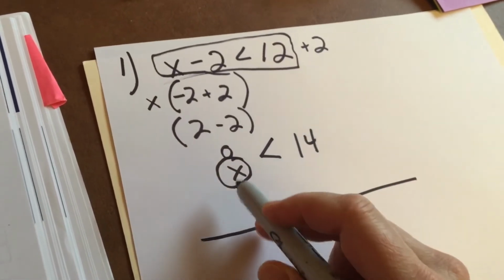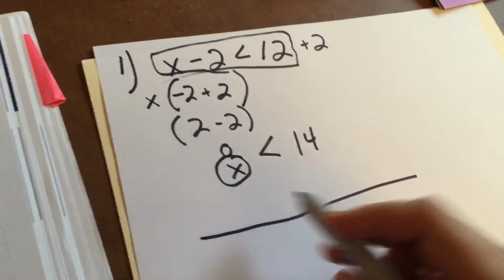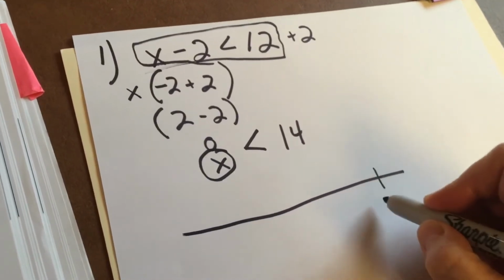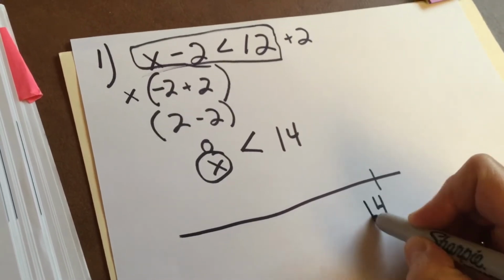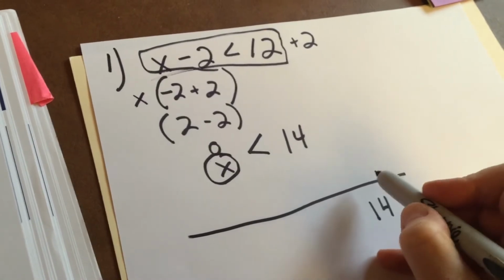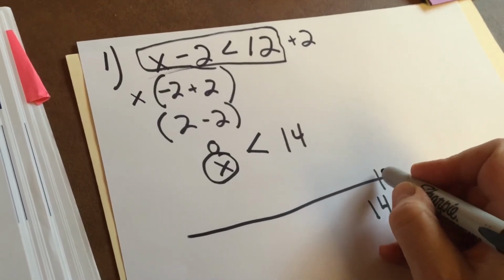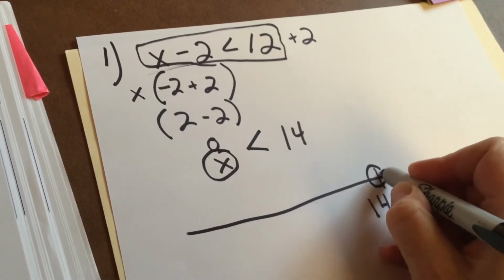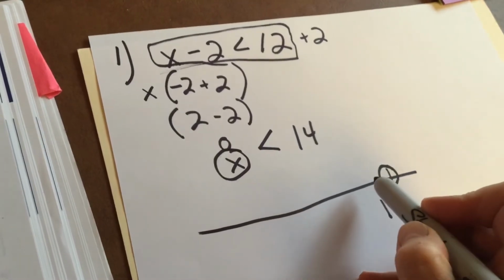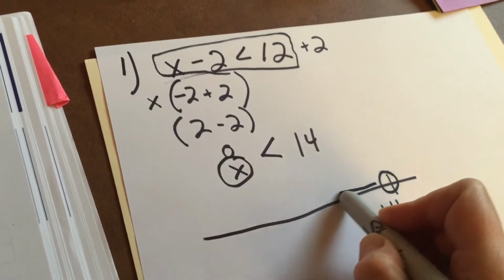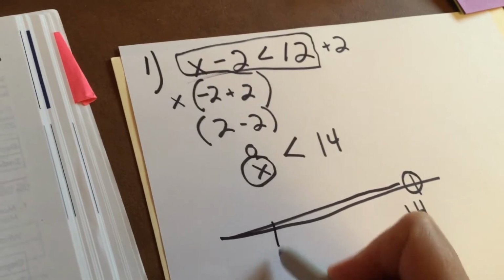Now I'm going to draw my number line. So I have x is anything that is less than 14. I'm going to start over here with my 14. And it's less than, not equal to, it's less than. So I have an open circle here. I'm not including the 14. And I'm going less than 14. I'm going to put a 0 here.